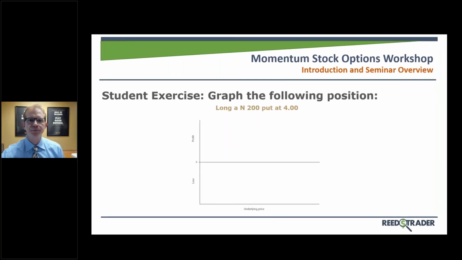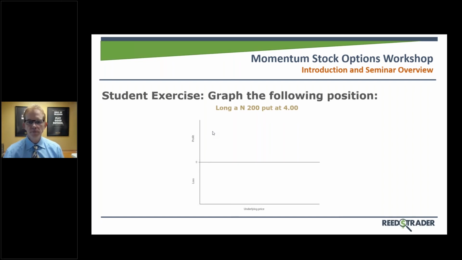Okay, we're back. So here you should have drawn the vertical line at $2. The max amount you could lose is $4, and you would lose that above the strike plus the debit. And then your break even is the strike price minus the debit. So 200 minus 4 is 196. So your break even would be at 196. And below 196, you have unlimited profit potential.